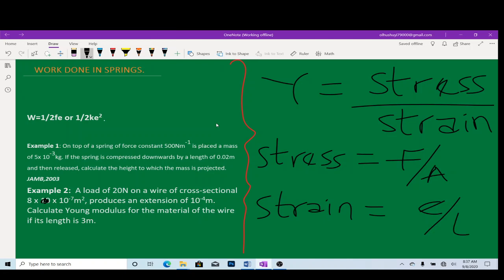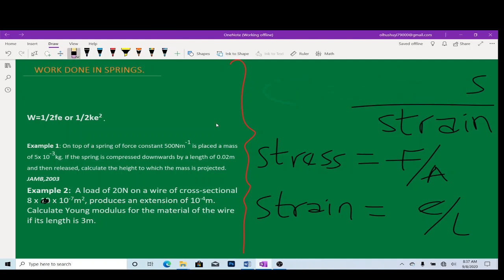So this is what we are doing. Force over area divided by extension over length. That's what Young modulus says. So we go with this now. Look at the question. We have a force, we have our area, we have an extension. We are calculating the Young modulus for the material of the wire, if its length is 3 meters. So all you do is put these parameters together, then we are good to go.